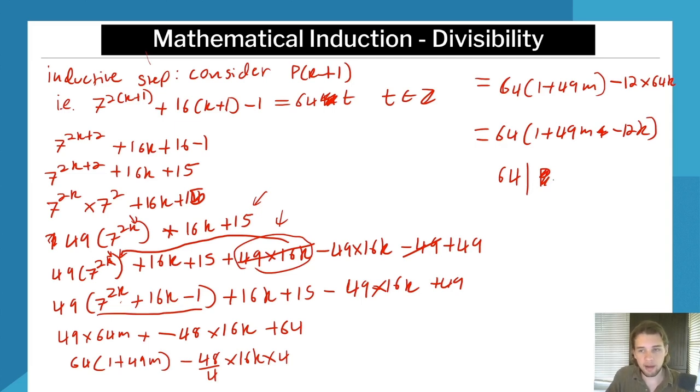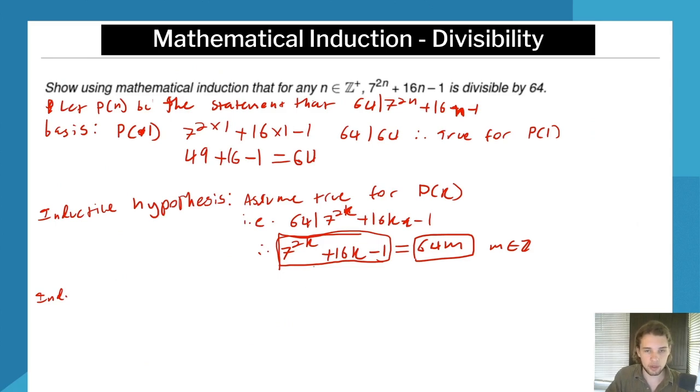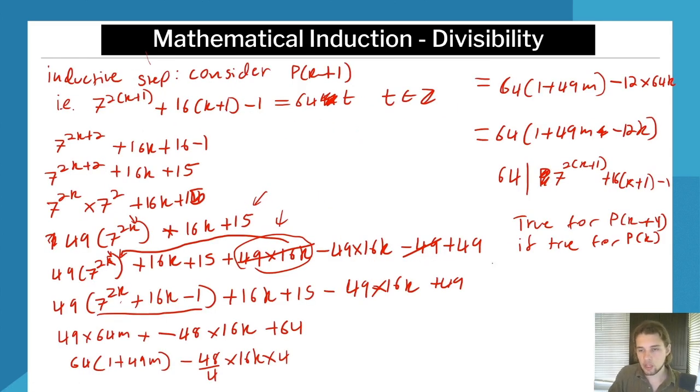So that means we have 64 divides 7 to the k plus 1 plus 16k plus 1 minus 1. Now, that means true for P(k plus 1) if true for P(k). And that's because we used our assumption we made over here of P(k) to then prove P(k plus 1). So then we can write out our final statement that we have to do for every mathematical induction.